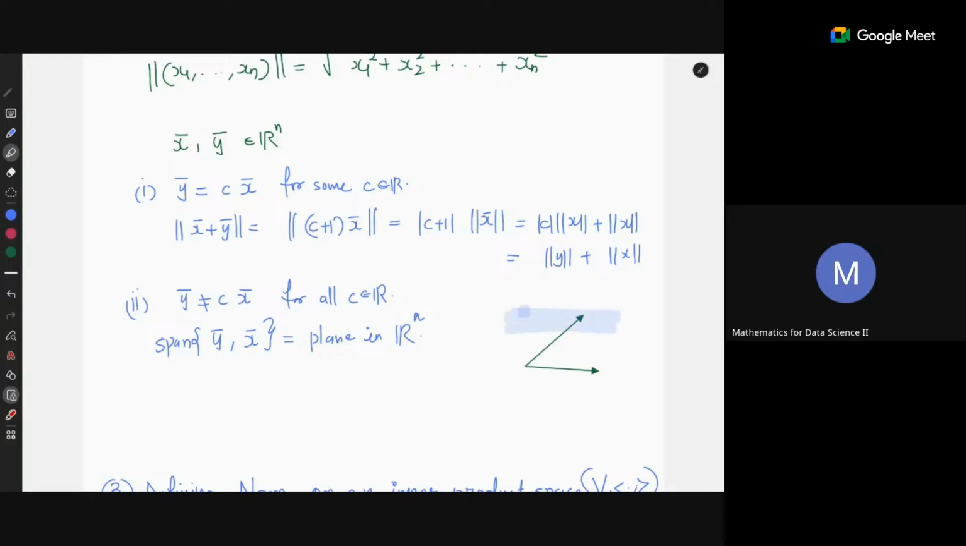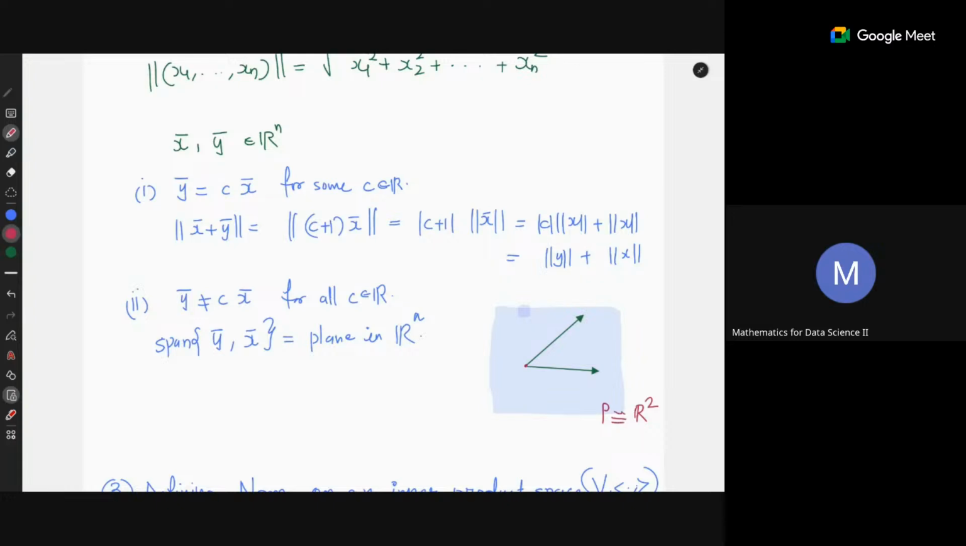And so you consider the plane that they span. Okay, so they will span some plane. So let's say this is the plane that is spanned. So this is the plane that they span, plane P. Now this plane, you can think of it as R2, a copy of R2.